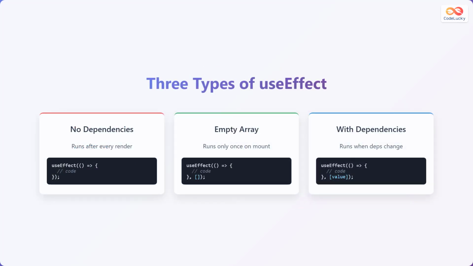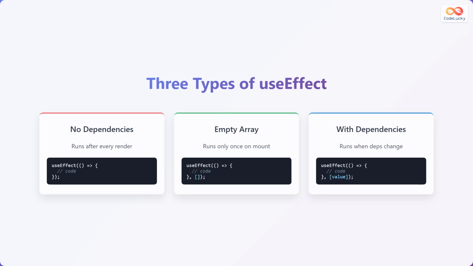There are three main ways to use useEffect, depending on the dependency array you provide. The first type is useEffect with no dependencies. When you leave out the dependency array, the effect runs after every render of the component. This is useful for side effects that need to happen on every update. The second type is useEffect with an empty array as the dependency. In this case, the effect runs only once when the component is first mounted. This is commonly used for initial setup tasks, like fetching data or setting up event listeners.